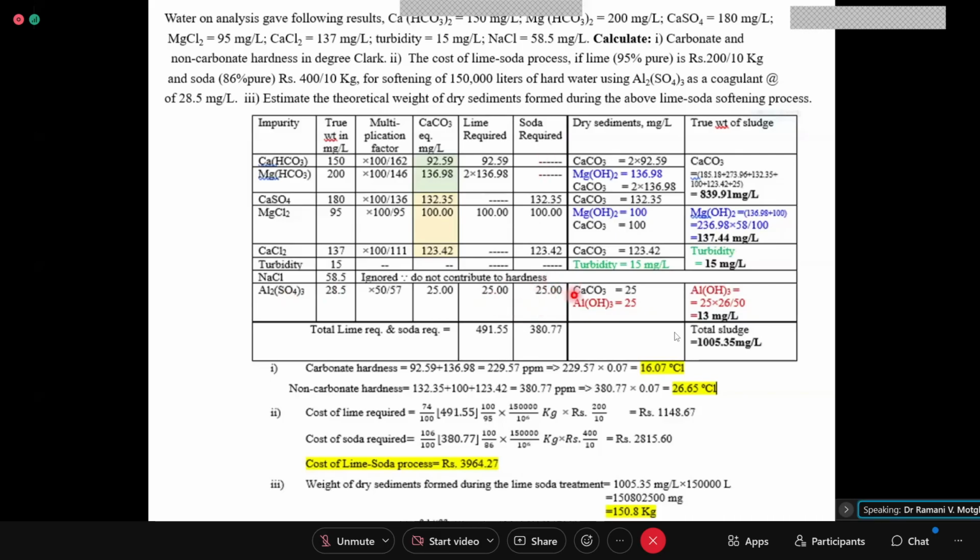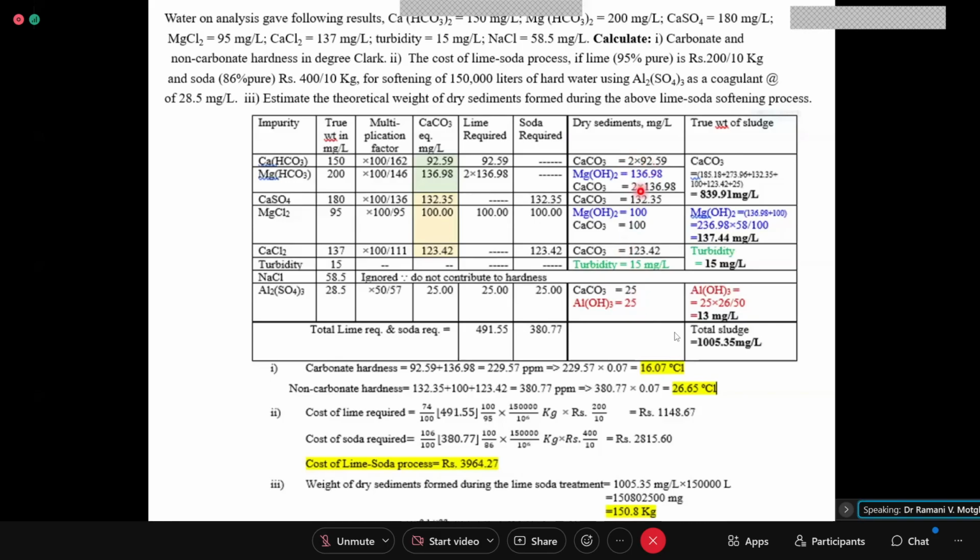So it is forming calcium carbonate. So that has to be there. So 25 ppm of calcium carbonate will be forming and 25 ppm of Al(OH)3 will be forming. So this all becomes the weight of dry sediment. Now this is all in CaCO3 equivalents.